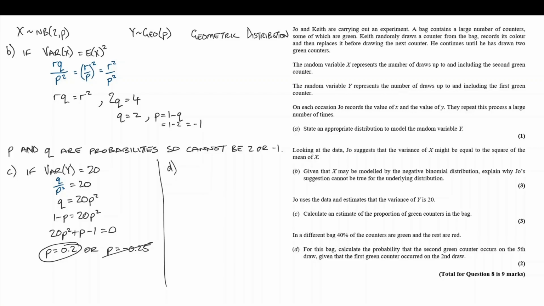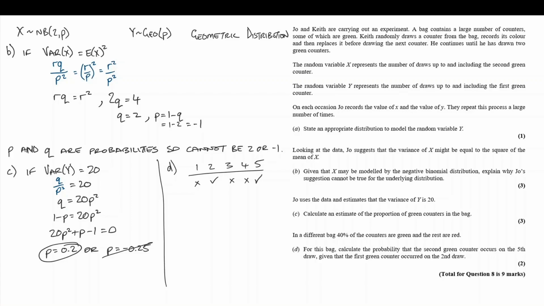Ahead of part D, we're told that in a different bag, 40% of the counters are green and the rest are red. For this new bag, we're asked to calculate the probability that the second green counter occurs on the 5th draw, given that the first green counter occurs on the 2nd draw. Now this is interesting. Let's go ahead and plot out the 5 different outcomes. What can happen each time? We know that the 5th attempt is a success and the 2nd attempt is a success. All the others are failures.